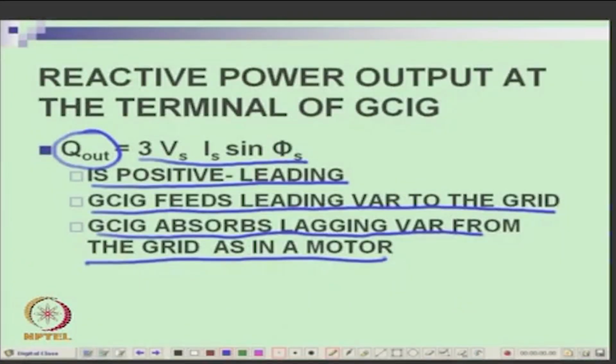I think these terminologies can very easily be used to confuse students and ask some viva questions like this. Feeding leading var, absorbing lagging var. For any interviews you may find such questions asked and people can be confused. So, please understand: a grid-connected induction generator feeds leading var to the grid as per Vs Is sin phi s, which means it takes lagging var from the grid.